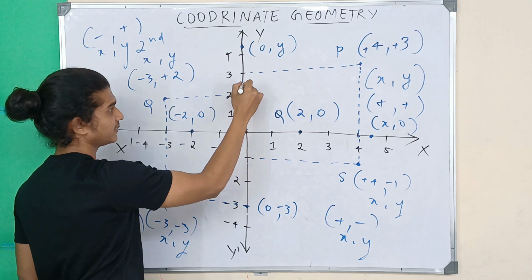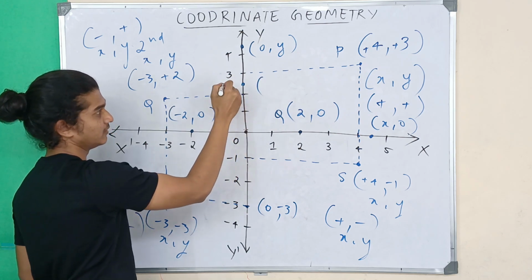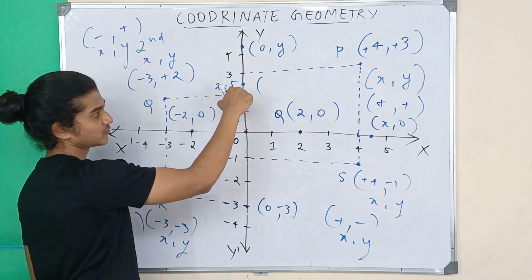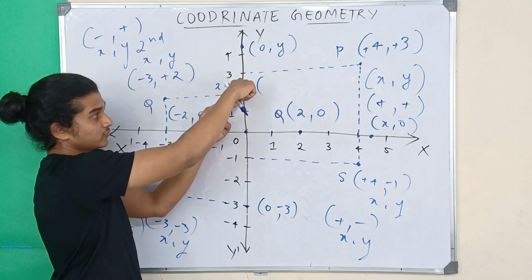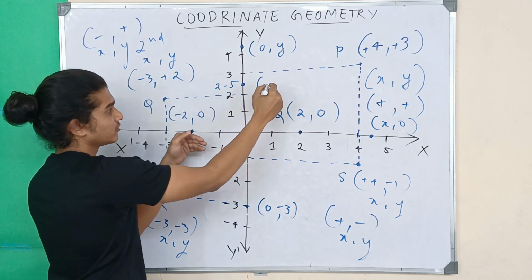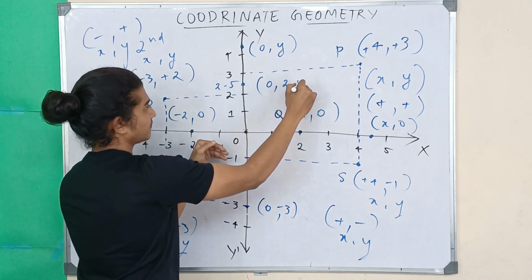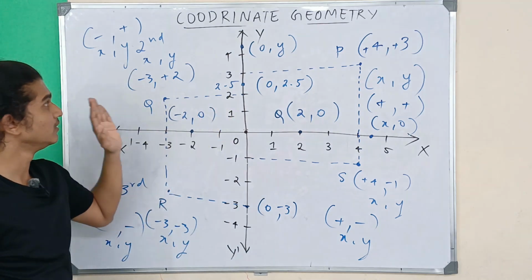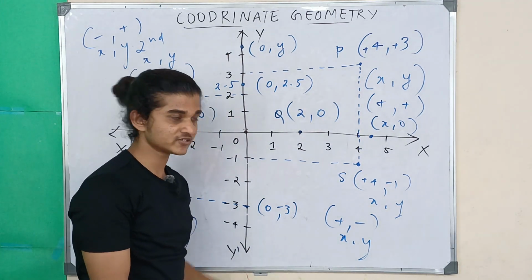So for example, if I take this point, this is 2.5. So this point is halfway between 2 and 3, so this is going to be 2.5. The coordinates of this point is going to be 0 comma 2.5. So this is how you find any points on a given plane.